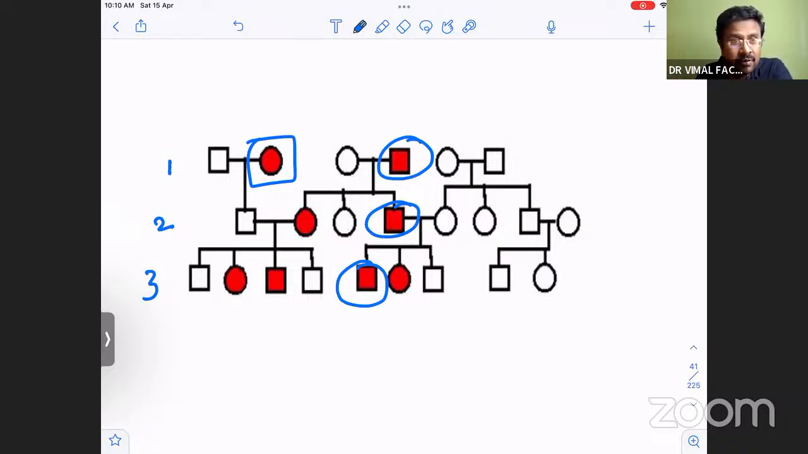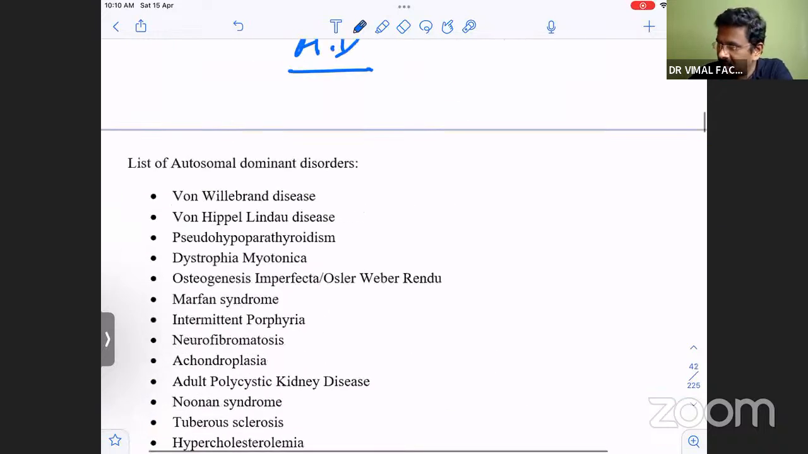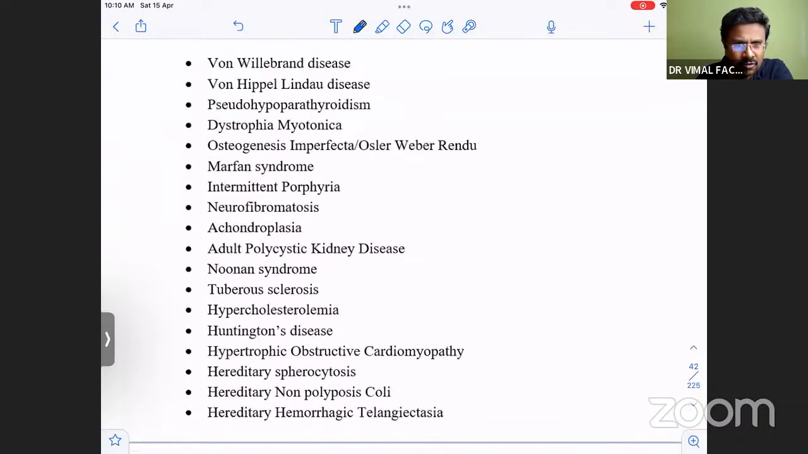And also please note down, both males and females are affected. No gender preponderance. And every generation one person is affected, no skipping of the generation. So this type of inheritance is called autosomal dominant. Yes, quickly recap all the autosomal dominant.